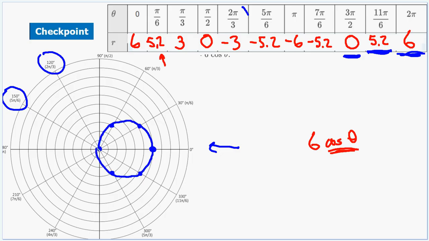It has a diameter of 6 because it was 6 cos theta. And we are on the x-axis, and we go out from the origin. Our diameter would take us out to 6. So that would put our center right on the 0 radian positive x-axis, right here 3 units from the origin.